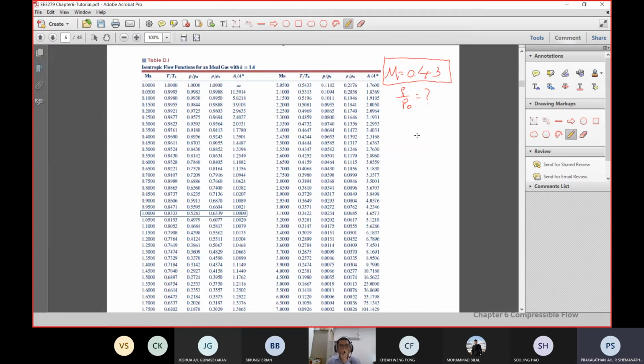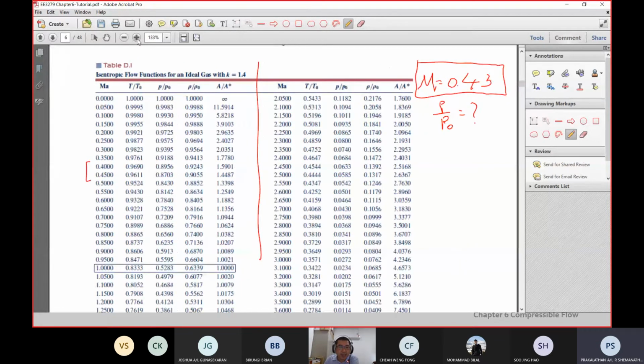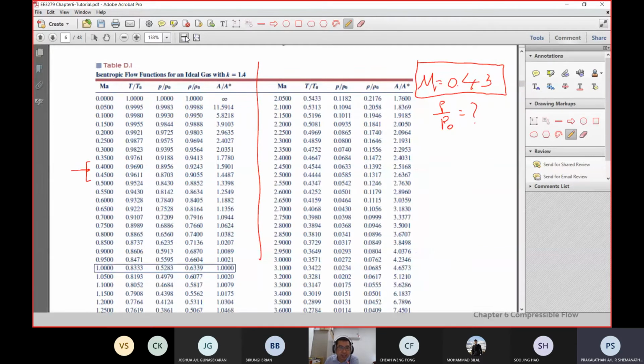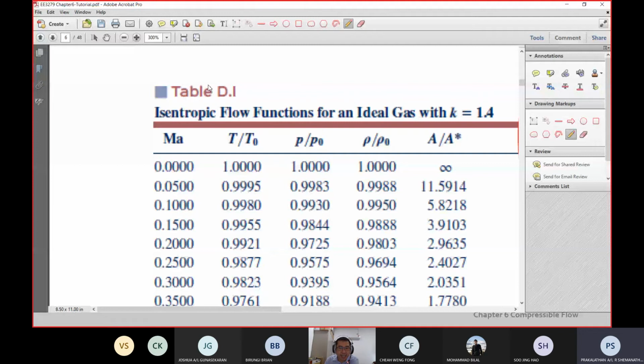We have to find the Mach number. Where is it? At the first line, M. On the left or right? You have two sections. Left. Because they are giving 0.43, on the left they start from 0.4. We are taking the two numbers, which means 0.43 above and below, so we look at 0.4 and 0.5. I'm going to extend this one.